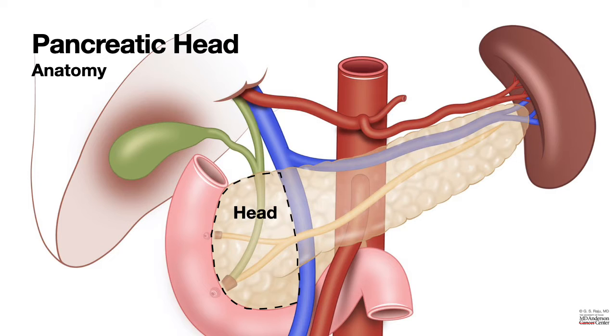The common bile duct drains bile from the liver and goes through the head of the pancreas and enters the duodenum. The pancreatic duct also goes through the head of the pancreas and joins the common bile duct and enters the duodenum. In addition to these two ducts, the head of the pancreas is closely related to two big vessels. One, superior mesenteric vein, and number two, superior mesenteric artery.